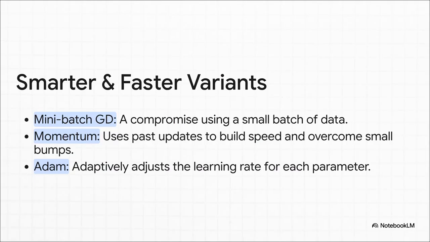So naturally, people wanted the best of both worlds, and that led to some much smarter variants. Mini batch is the happy medium. It uses a small, manageable batch of data for each step. Then you have momentum, which helps the algorithm build up speed, kind of like a ball rolling downhill so it can just blast past little bumps and not get stuck. And then there's Adam, which is one of the most popular choices out there today. Adam is the ultimate tuner. It's smart enough to adaptively change the learning rate for every single parameter all by itself.